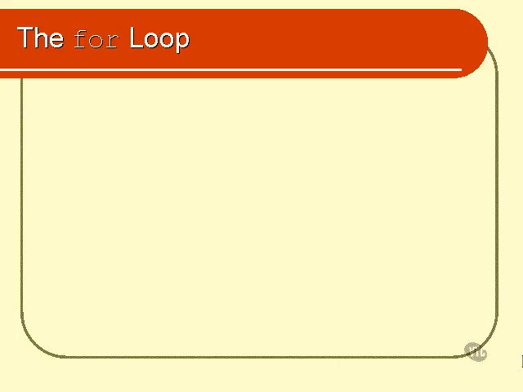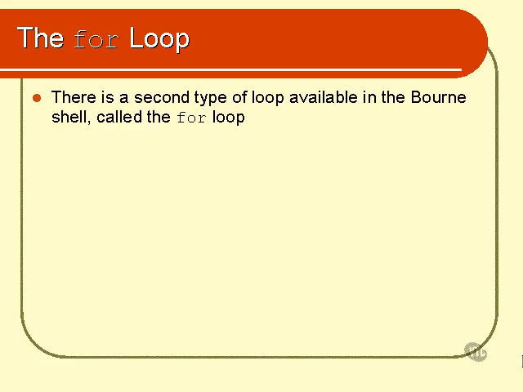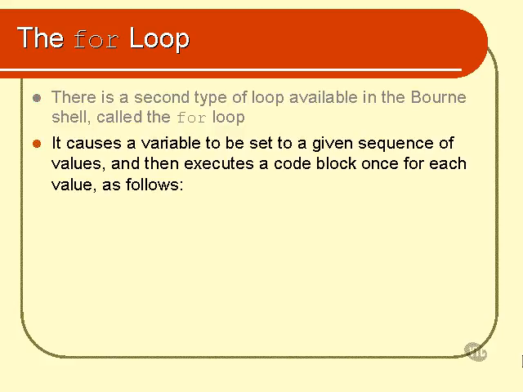We now come to the second type of loop offered by the shell, which is called the for loop. And as I mentioned before, this is actually unlike any for loop that you'll find in a regular programming language like C or Pascal or something like that. So let's have a look at how it works.